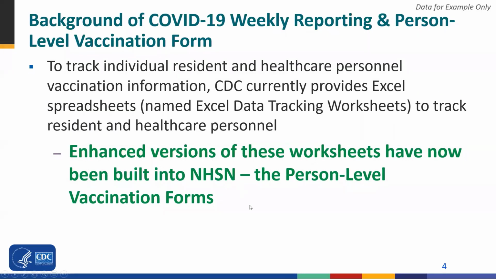So in order to track individual resident and healthcare personnel vaccination information, we previously provided the Excel spreadsheets called the Excel data tracking worksheets to track individual resident and healthcare personnel information and to have the weekly summary totals calculated for you. But instead, we built enhanced versions of these worksheets into NHSN, and these are the person level or event level COVID-19 vaccination forms.